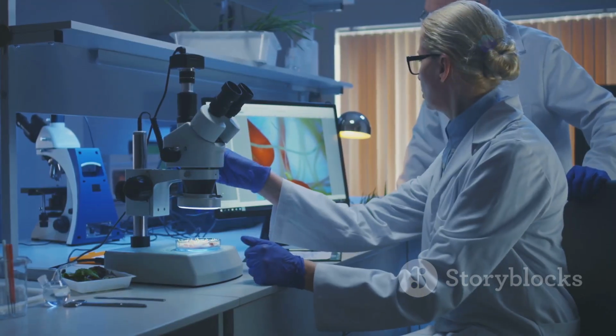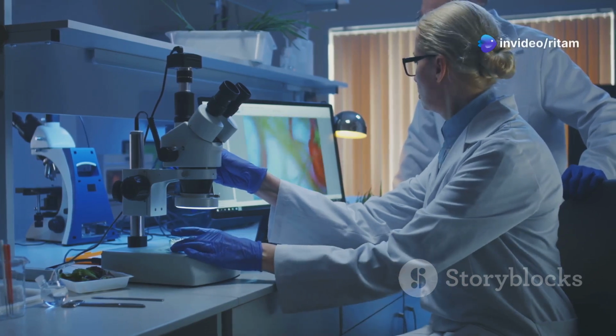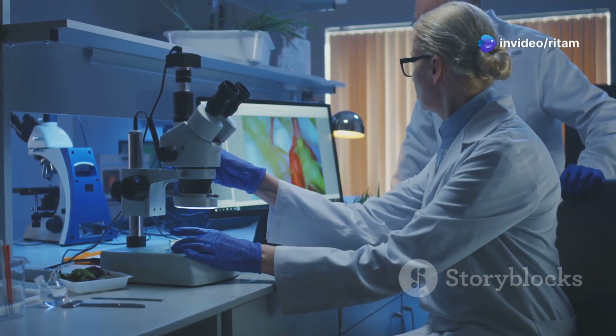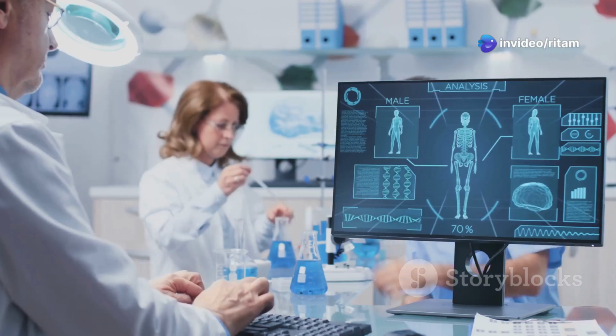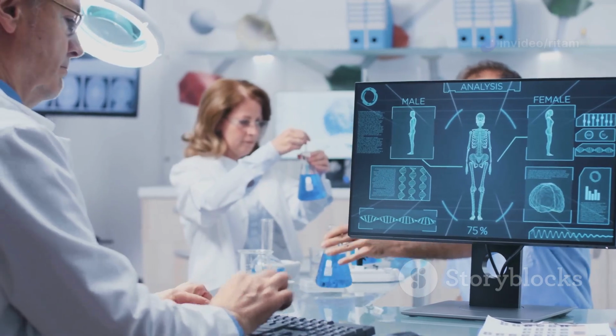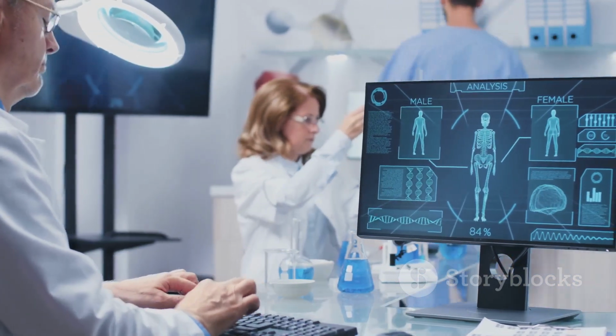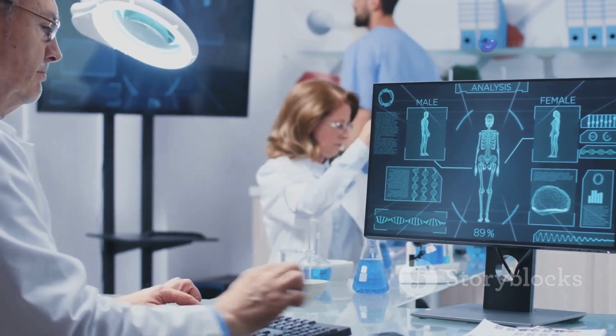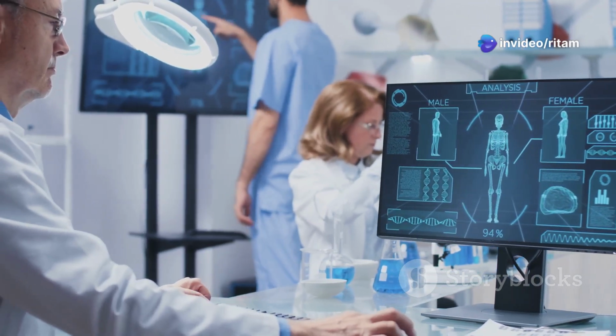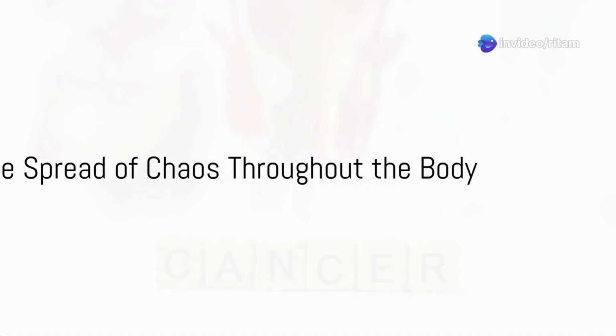This complex interplay between cancer cells and their microenvironment is a key area of research. Understanding these interactions can lead to the development of new therapies that target not just the cancer cells themselves, but also their surrounding environment.